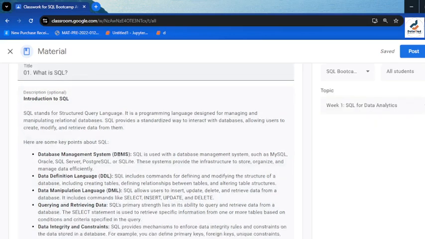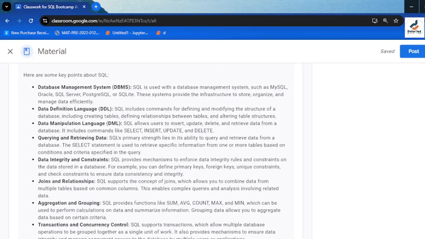So, some key points about SQL, right, that we basically need to know, so we can start listing them. We have database management system. We'll look into this keenly as we move on. Data management system, DBMS. It's said that SQL is used with a data management system such as MySQL, Oracle, SQL Server, Postgres, SQLite, right?